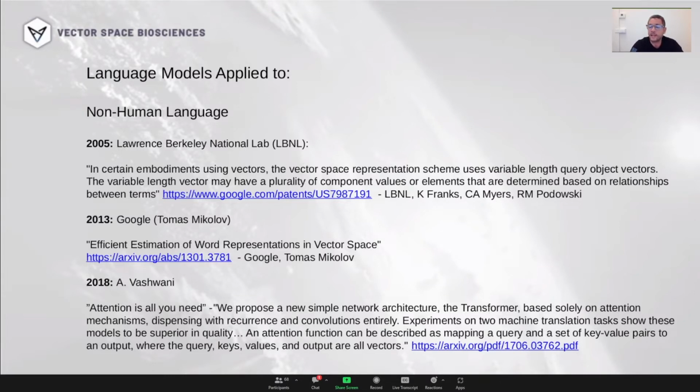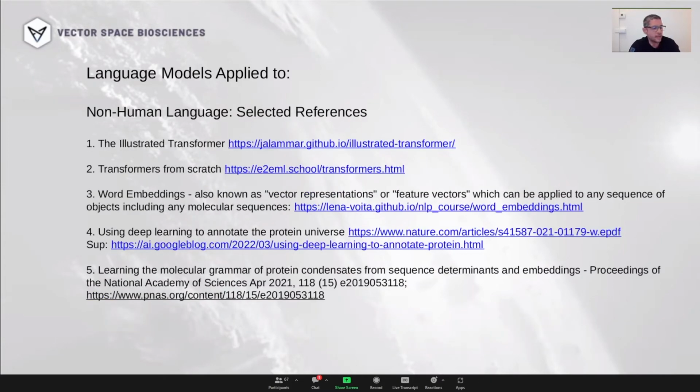And when you look at language models produced by Thomas Mikolov while at Google related to word representations in vector space, language models can be used beyond words, as that paper also noted. And of course, Attention Is All You Need, the seminal paper by Vaswani, brought out and proved that language models can be used for all kinds of data. The Illustrated Transformer or Transformers from Scratch, word embeddings, deep learning to annotate the protein universe.